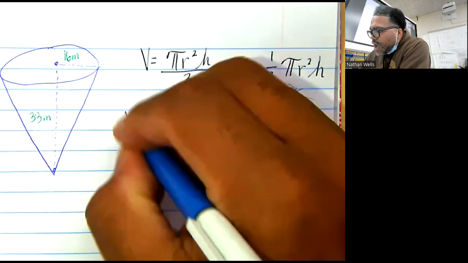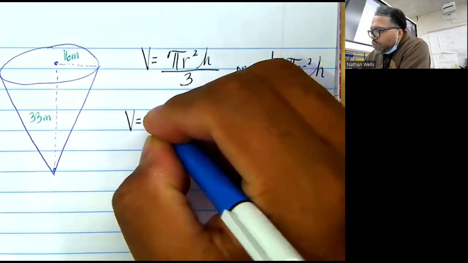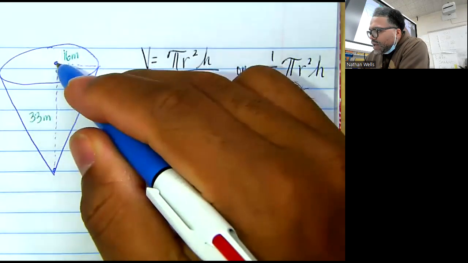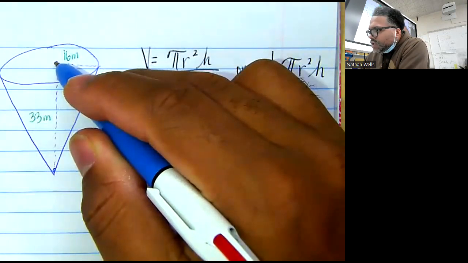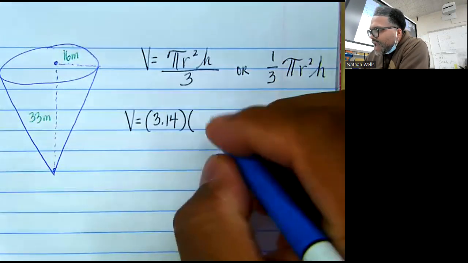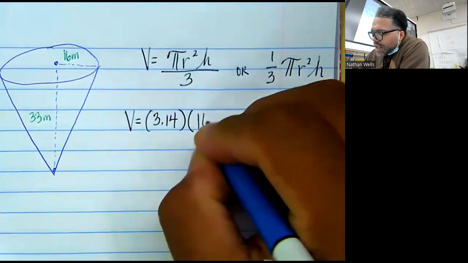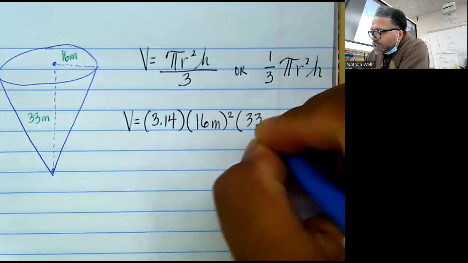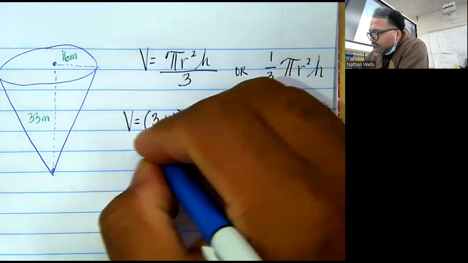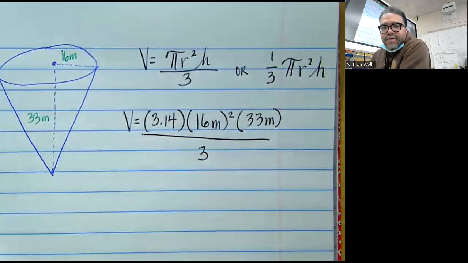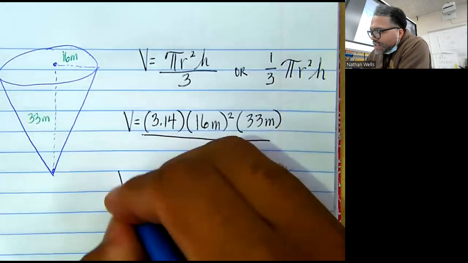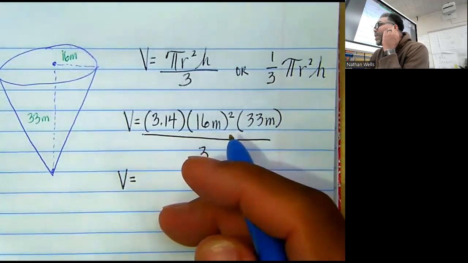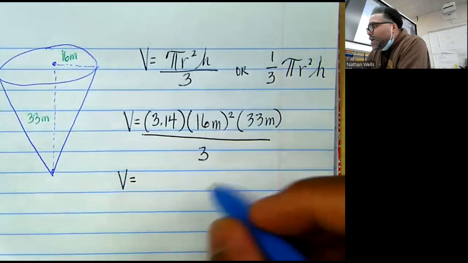So here we go. How do we calculate? Volume equals, we use 3.14 for pi. My radius is the distance from the center of the circle to any of its edges, which is 16 meters. We square it times the height, which is 33 meters, and all divided by 3. My next step, you multiply everything, keeping order of operations in mind.